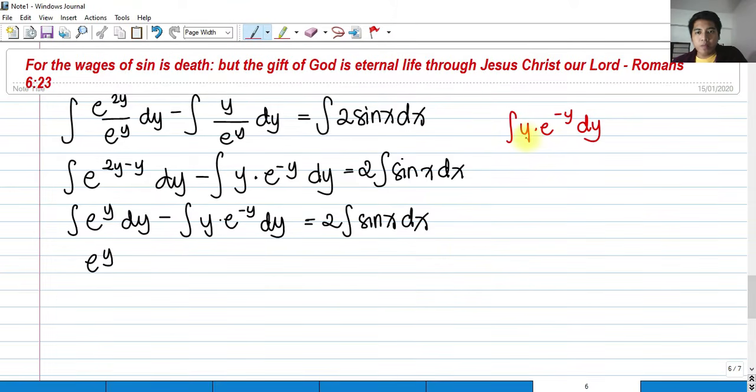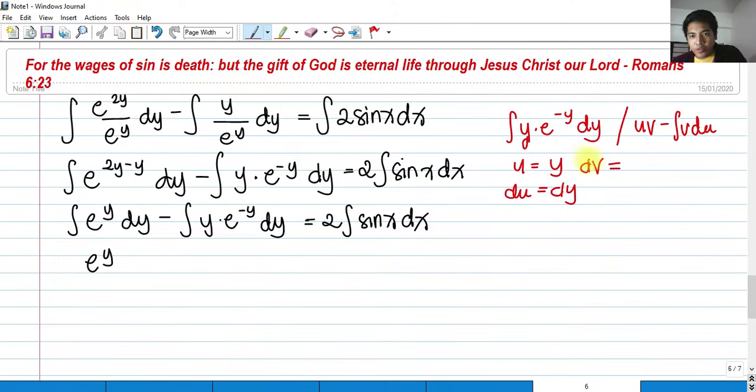So integration by parts suggests that we have to do uv minus the integral of v du, wherein we have to choose u as y and differentiate u with respect to y, so du is equal to dy. The derivative of y is simply 1. We differentiate it with respect to y, so we have dy here. And then the dv is the remaining term. We choose u as y, so the remaining term is e raised to negative y dy, and if we integrate that to get v, we get negative e raised to negative y.